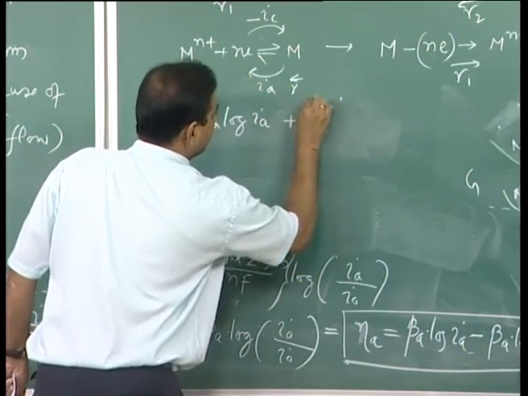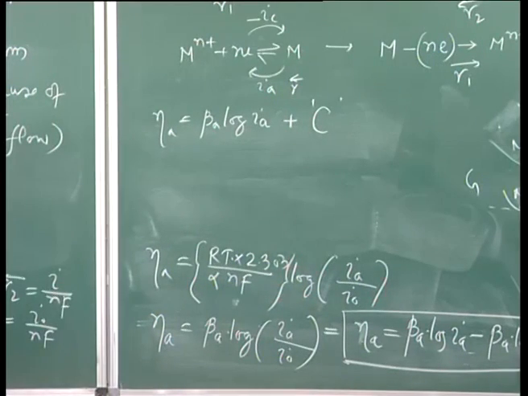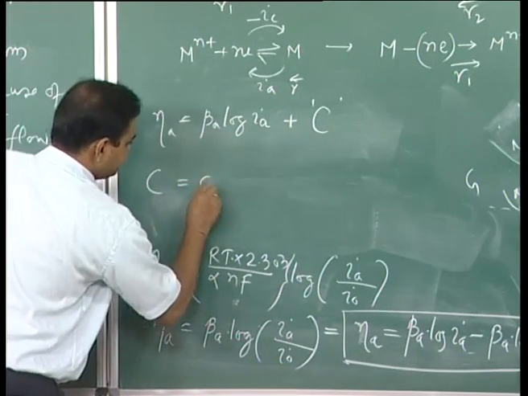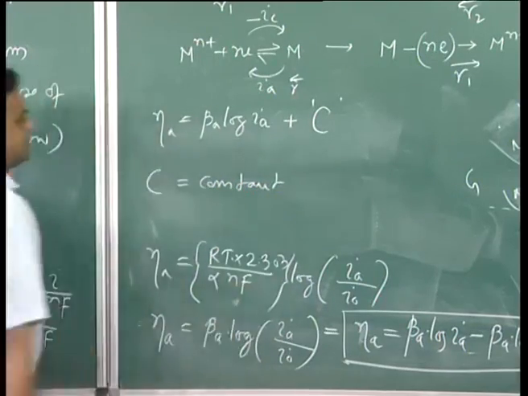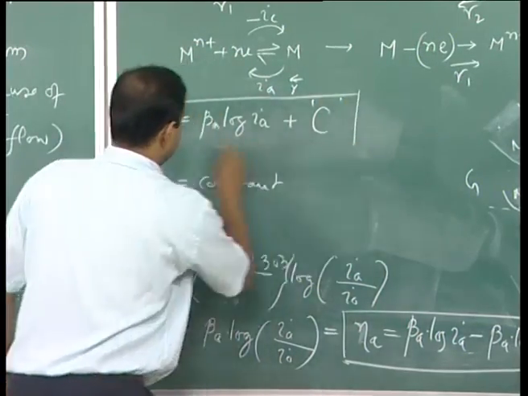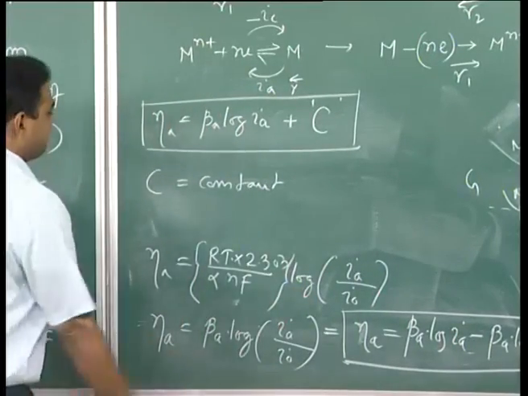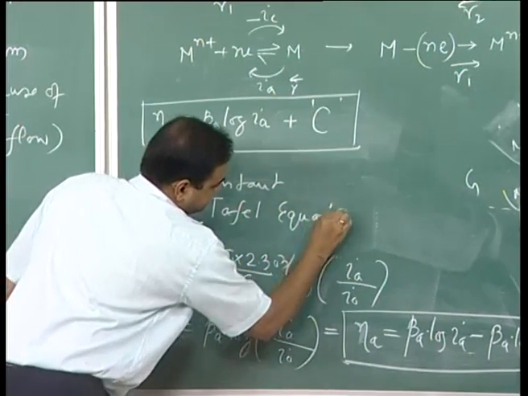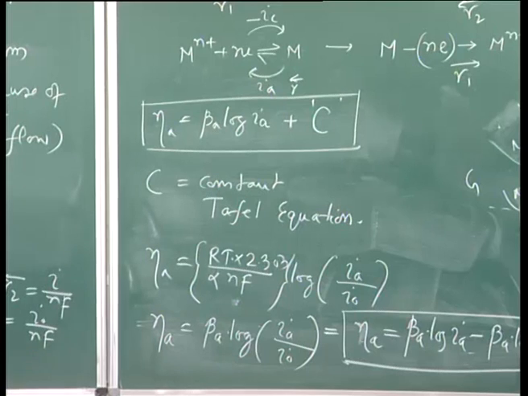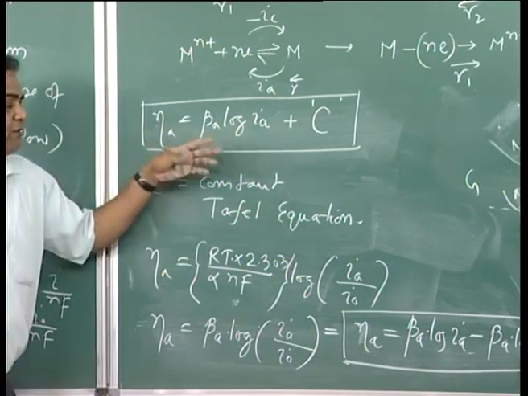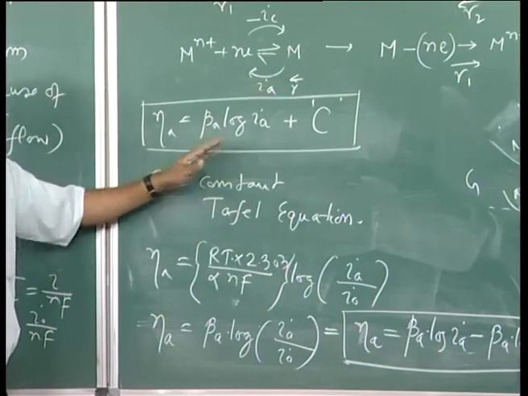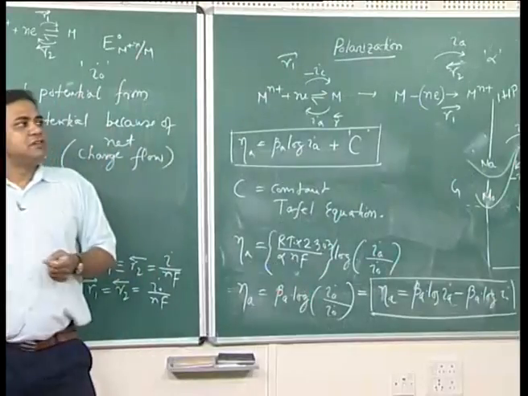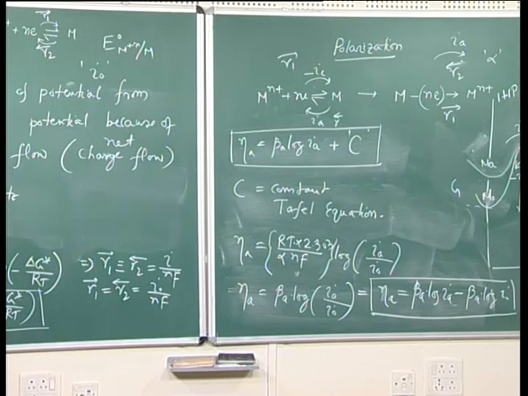I can put it as a constant C. This C is a constant here. This equation is known as the Tafel equation, where A is the Tafel constant, and the unit of this Tafel constant, or the Tafel slope, is volt per decade of current density.